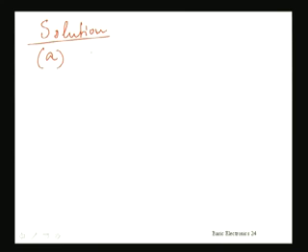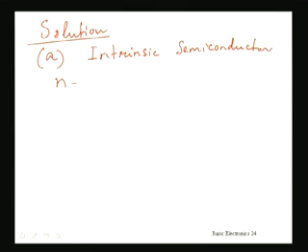Let us now first of all do part A of the problem. So it is an intrinsic semiconductor that is given. So the hole concentration and electron concentration are the same, which is the intrinsic concentration, and it is given as 1.5 into 10 to the power 10 per centimeter cube.